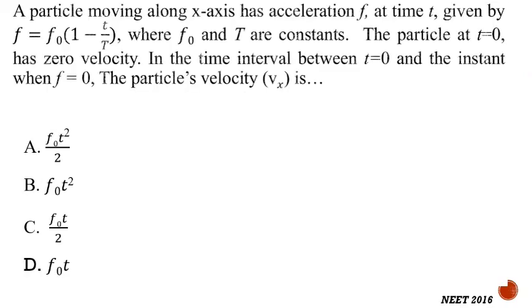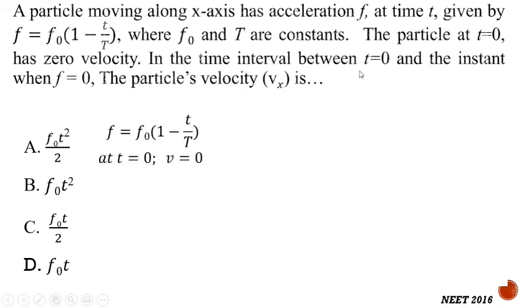Next problem. A particle moving along x-axis has acceleration f. That means acceleration is given here at the time t, given by f equal to f0 into bracket 1 minus t by T, where f0 and T are constants. So acceleration equation is given. The particle at t equal to 0 has 0 velocity. So one condition is also given. At time t equal to 0, velocity is 0.